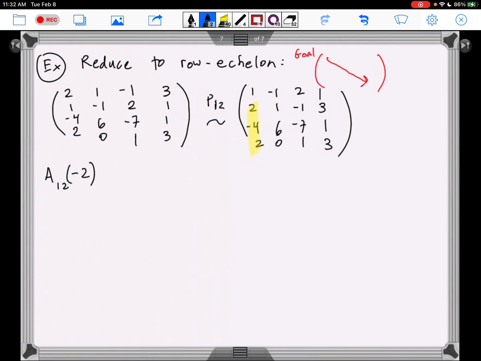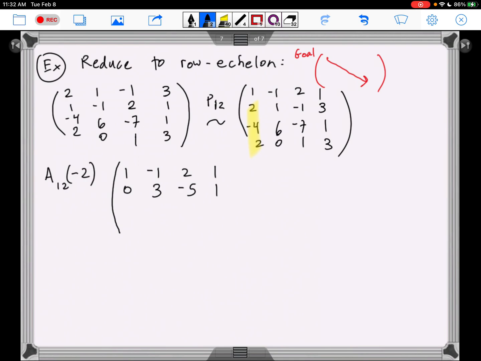Before I do the other operations, I just want to show you what we're going to get here. Row 1, we're going to leave alone: 1, negative 1, 2, and 1. But now row 2, after we do that operation, is going to become negative 2 times 1 plus 2 is 0. Negative 2 times negative 1 is 2 plus 1 is 3. Negative 2 times 2 is negative 4, minus 1 is negative 5. And negative 2 times 1 is negative 2, plus 3 is 1. You notice that we got our 0 there?